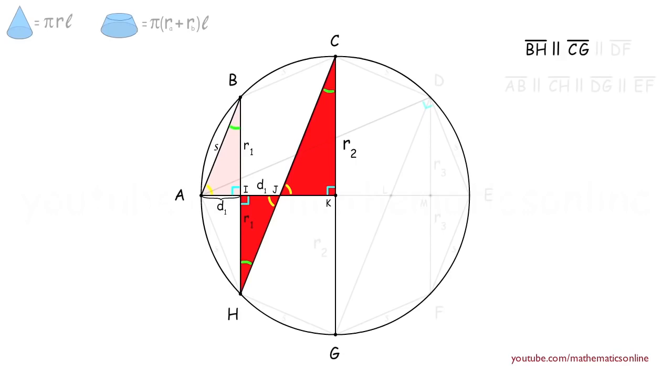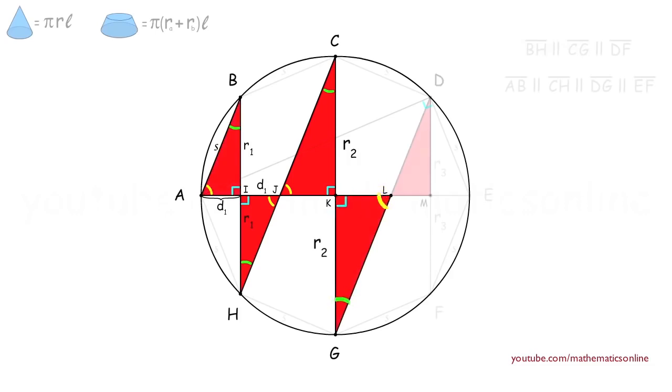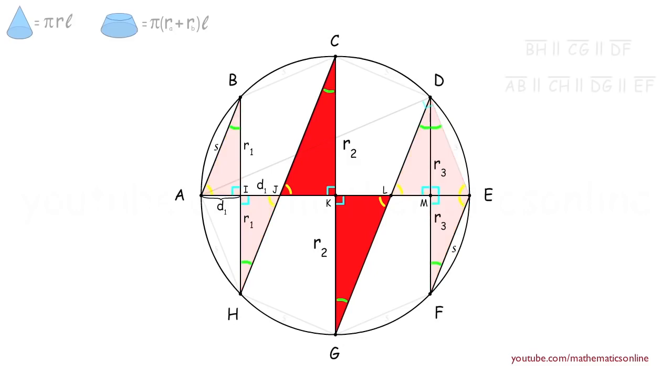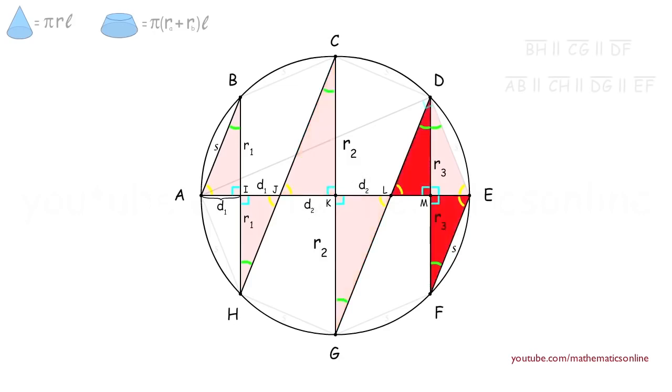In the same way, we can show that the following triangles are also similar. Next, we need to point out that these pairs of triangles are congruent by the angle-side-angle theorem, so they have side D2 in common. And the same is true with these pairs of triangles, which have side D3 in common.